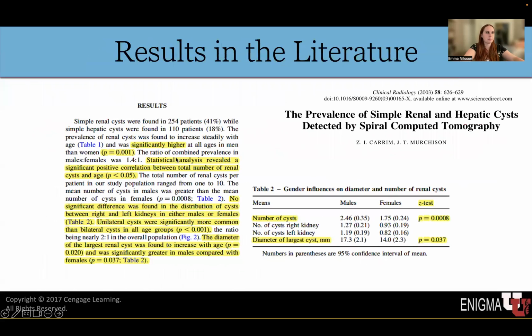And here is an example of it in the literature. You're welcome to take a look at this, see how it's worded, and see if you can find what type of test they used, the significance or the effect size, things like that. See if you can figure that out from this results section.